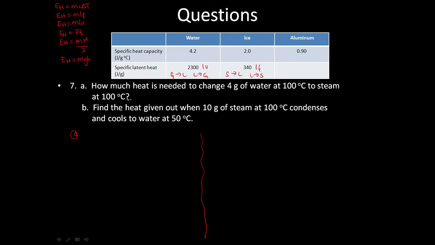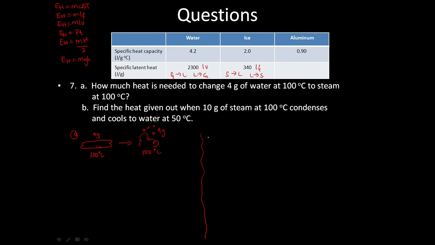So we're starting with 4 grams of water. And we have 4 grams, and it's at 100 degrees Celsius, and it goes directly to steam. So there's no temperature change, there's only a phase change. Okay, so this is 4 grams of steam at the same 100 degrees Celsius.